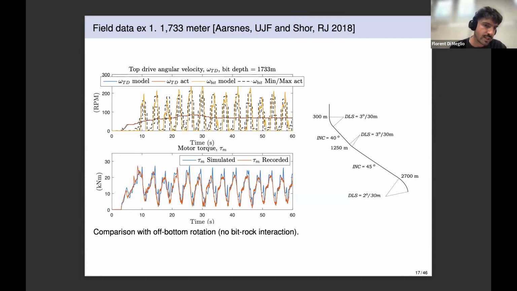So the bottom hole rotational velocity has to be compared with the dotted line in black, which are the min and max value recorded on the field. And as you see, there's a very good agreement between the model and the field data. This is just, let's say, an open loop simulation of the model compared with field data after some calibration.